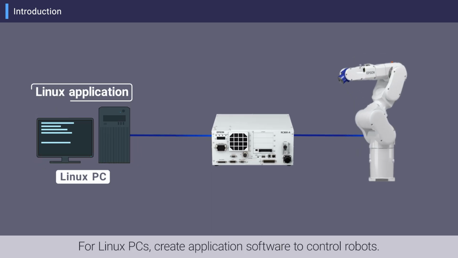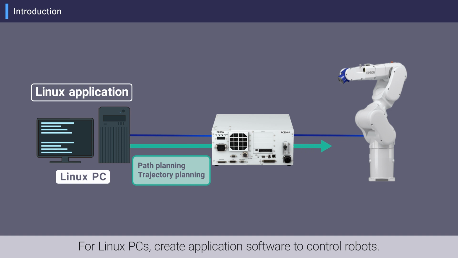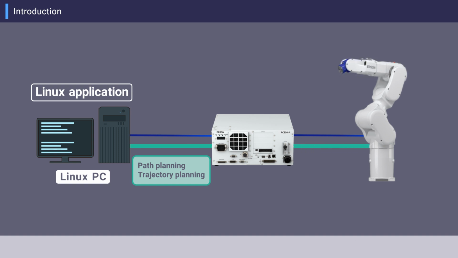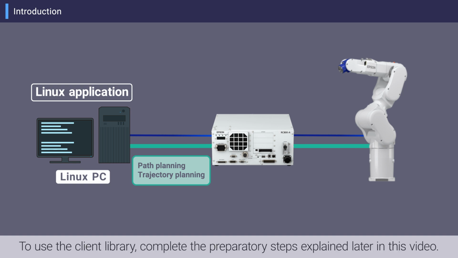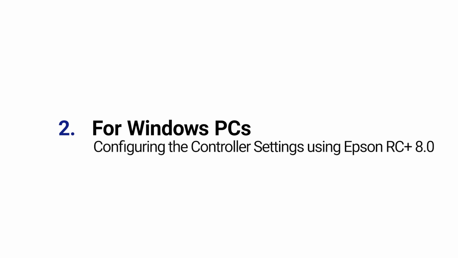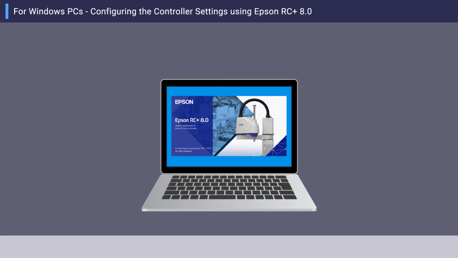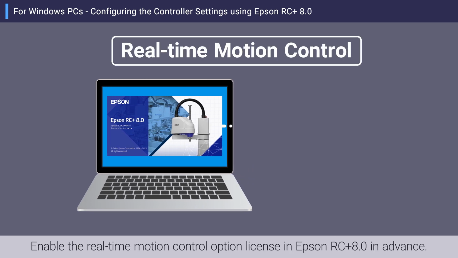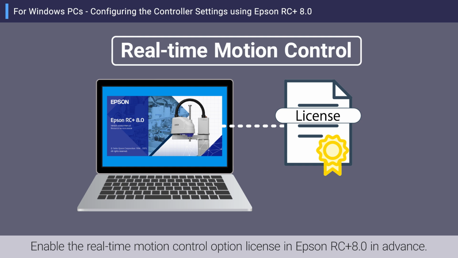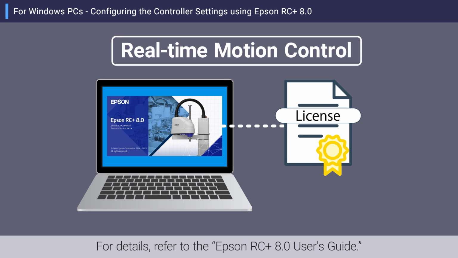For Linux PCs, create application software to control robots. Use the client library to control the robot. To use the client library, complete the preparatory steps explained later in this video. Enable the real-time motion control option license in Epson RC Plus 8.0 in advance. For details, refer to the Epson RC Plus 8.0 User's Guide.